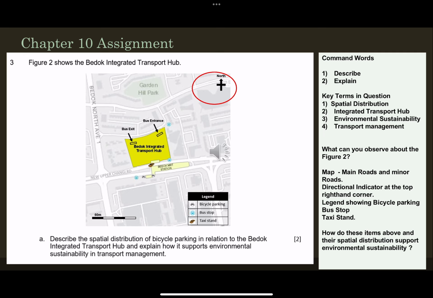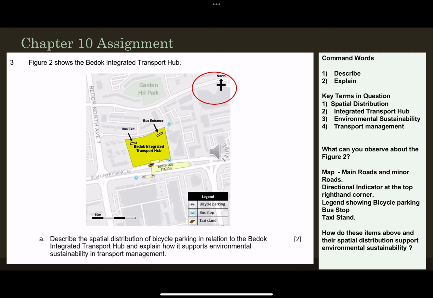Okay, so that is the specific spatial distribution of things we can see from this map. All right, how about we zoom out a little bit for you to see where the Bedok Integrated Transport Hub is in relation to Bedok North Avenue 1, which is quite obviously a major road. From the width of the road itself, we can see that it is a major road.